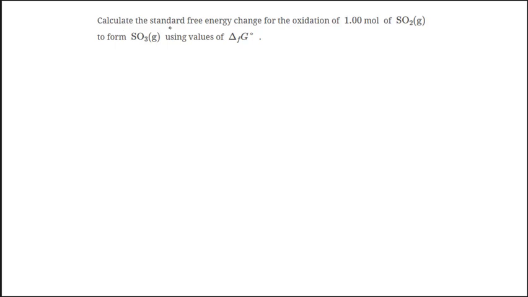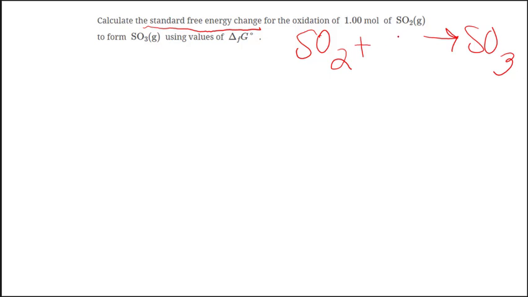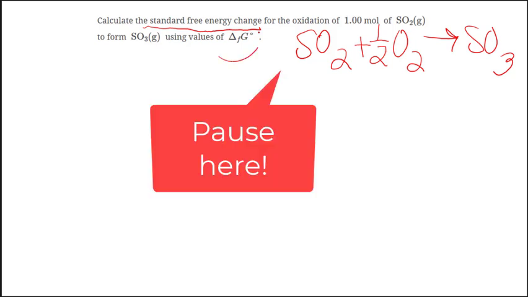This problem wants us to calculate the standard free energy change for the oxidation of 1 mole of SO2 to form SO3. So if I have SO2 and I need to form SO3 and it's being oxidized, that means oxygen is my other reactant. And obviously if I have SO2 here and I want to get to SO3, I only need 1 more oxygen. So I'm going to have that as a half of an O2. See if you can find those G values and find delta G.